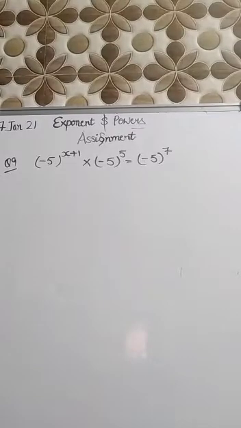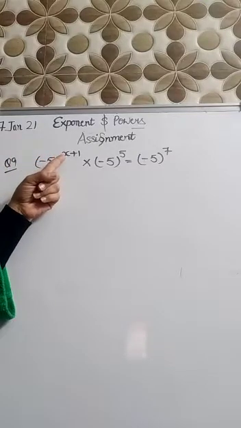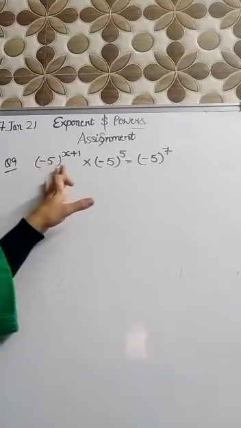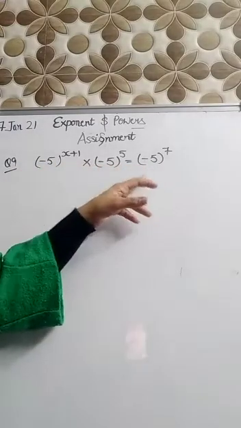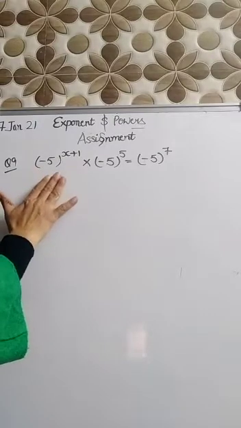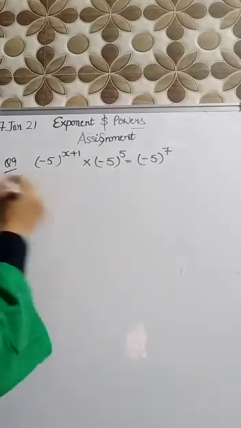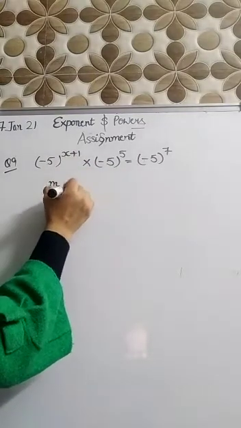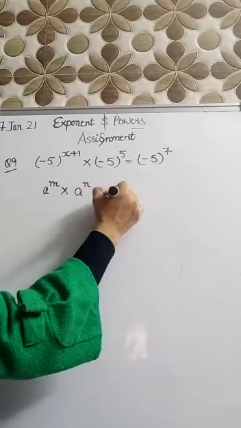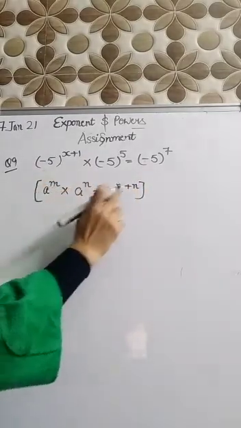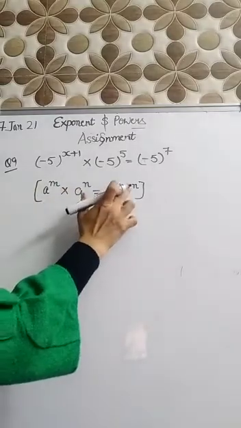Now let's start with question number 9. In this you have given unknown variable x. So here we want to find the value of this missing variable x. Now you can see that in all the three terms we are having the same base, that is minus 5, and on the left hand side you are having two terms that are multiplying and the base is same. So let's apply the first law here. A raised to power m into a raised to power n is equal to a raised to power m plus n, because for the multiplication powers are always in the addition form.